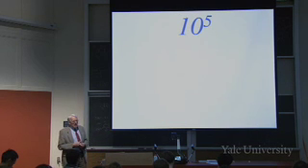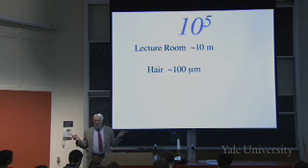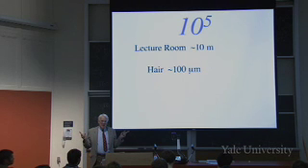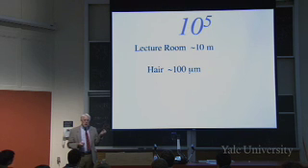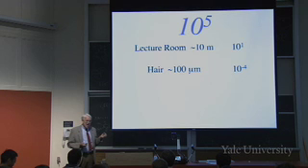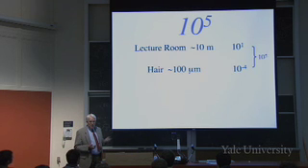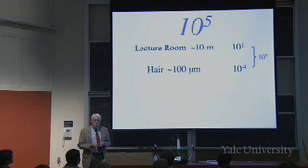Okay, now think about 10 to the 5th. This lecture room is about 10 meters wide. One of my hairs is order of magnitude 100 microns in diameter. That's a ratio of 10 to the 5th. So 10 to the 5th of my hairs sideways would go across this room. That's a lot, right?